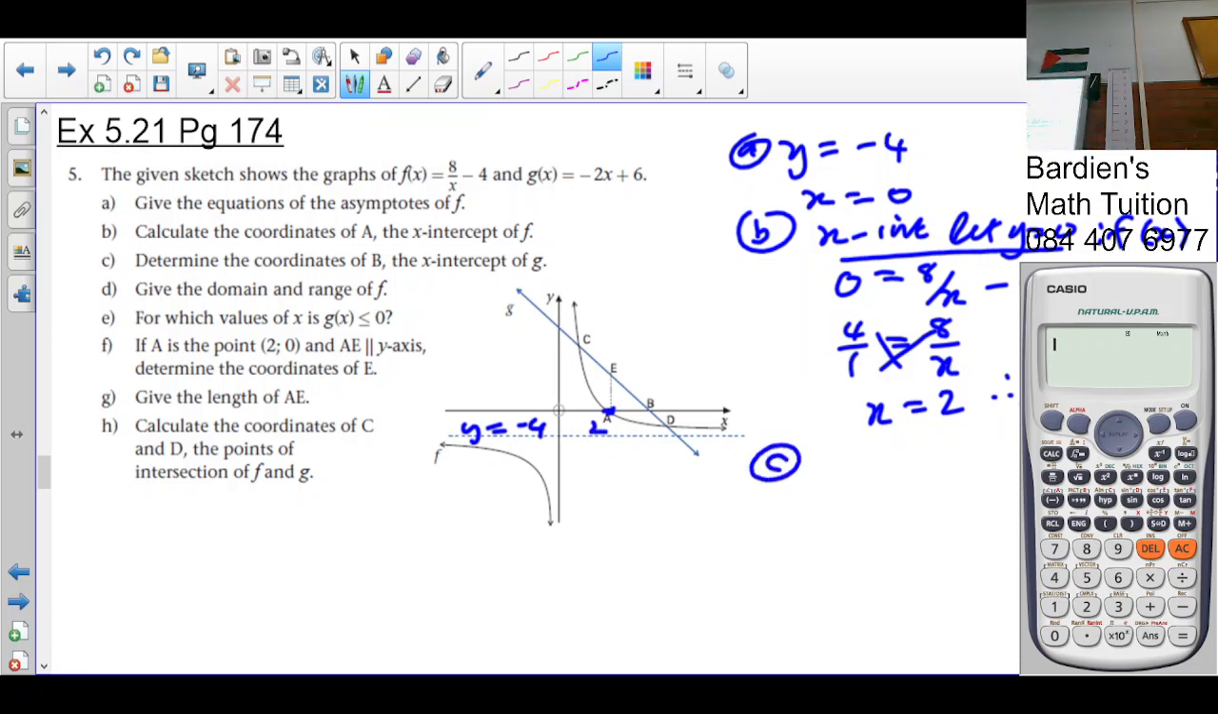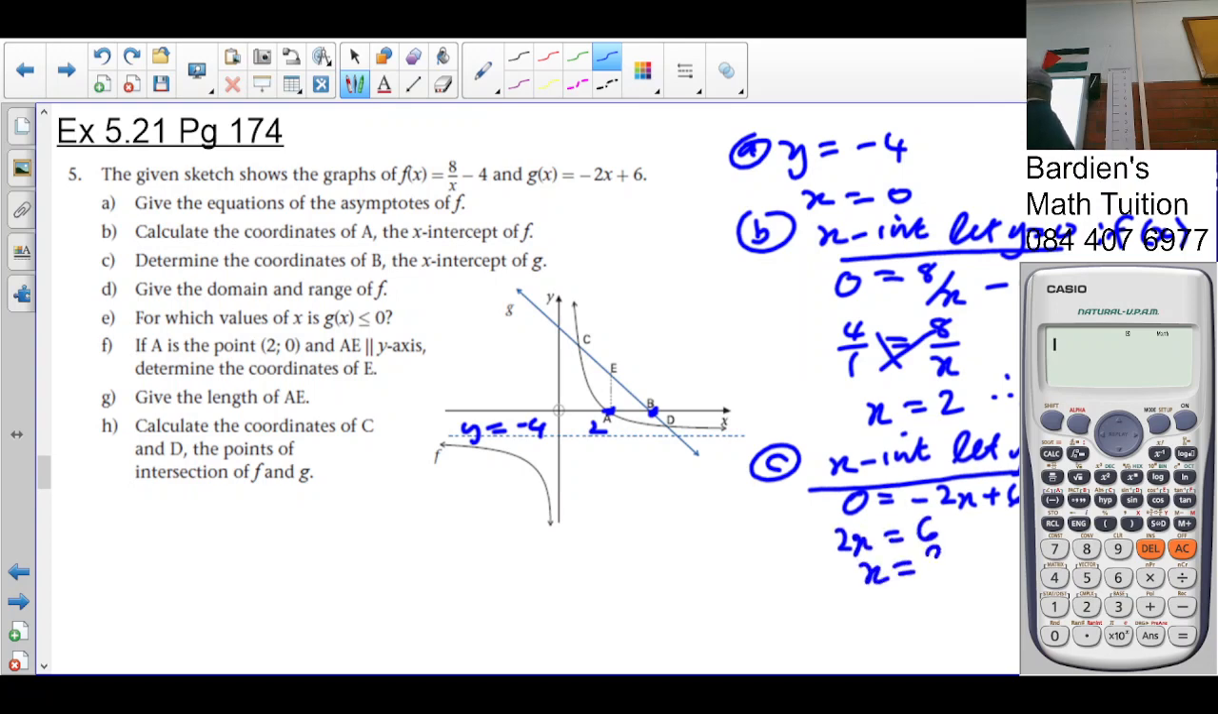C. Determine the coordinates of B, the x-intercept of g. So for the x-intercept, let y equal 0 in g of x. So 0 equals negative 2x plus 6. So 2x equals 6, x equals 3. Therefore B is 3 and 0. Look at D: the domain and the range of f.